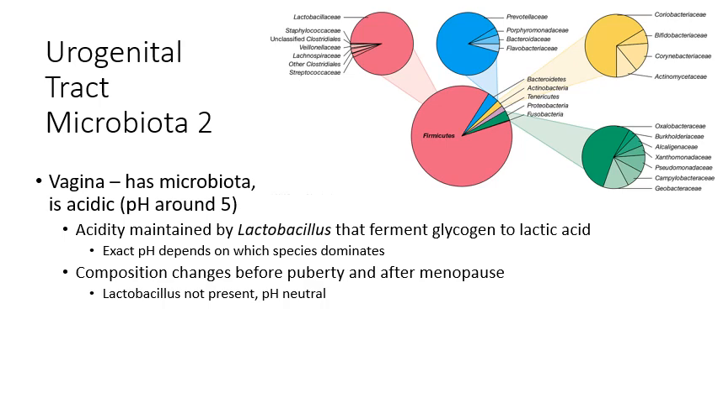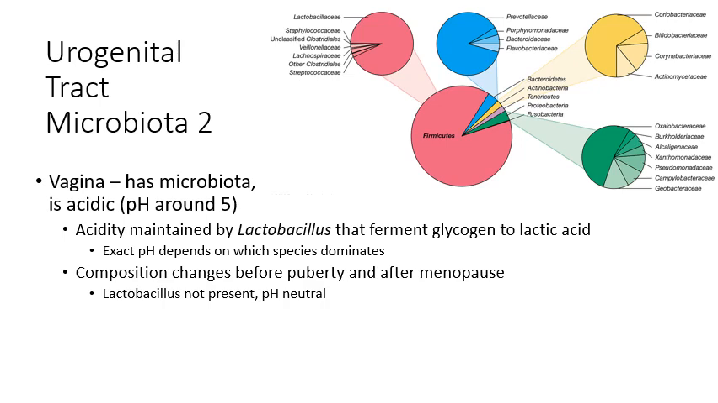Then rounding out the urogenital tract for women is the vagina, which also has a microbiota. The vagina is unusual because it's also an acidic organ, similar to the stomach. The difference would be, of course, that the stomach is extremely acidic, and the vagina is only a little bit acidic with the pH around 5. The reason why the vagina is acidic is because of microbiome members in its microbiota, specifically the genus Lactobacillus.